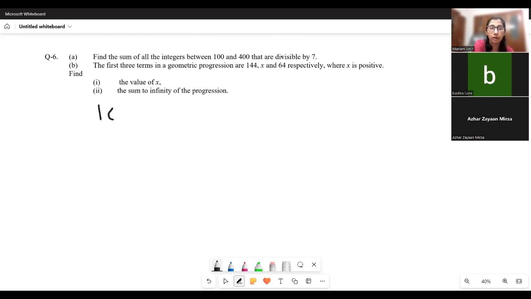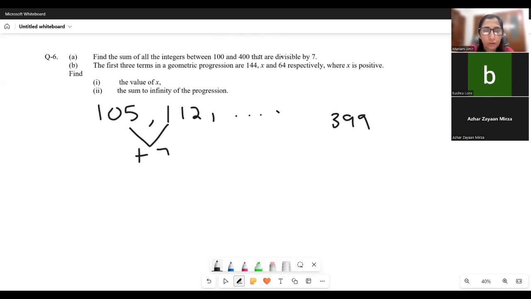And what's the last number before 400 that's divisible by 7? 399. All right, let me check that as well. 399 divided by 7, yes, it's 57. So the next number after 105 would be 112, and so on. It's going to be plus 7 in each case.